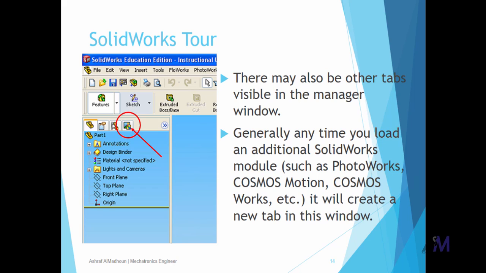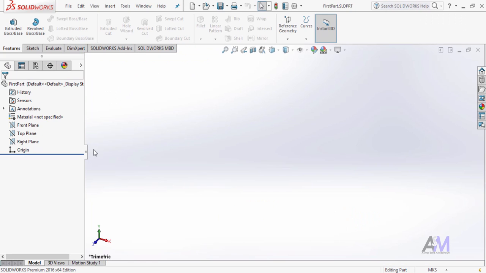There may also be other tabs visible in the Manager window. Generally, anytime you load an additional SolidWorks module such as PhotoWorks, Cosmos Motion, or Cosmos Works, it will create a new tab in this window. So any tab that is added here will be related to a module that you added to your SolidWorks window. We can view these tabs by going here to that window.